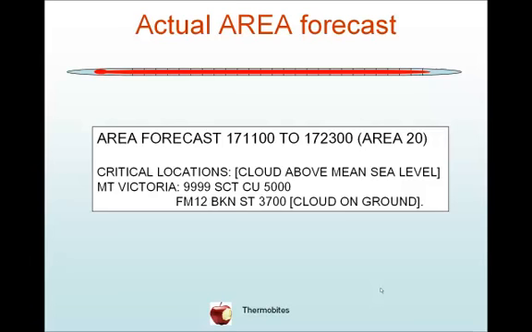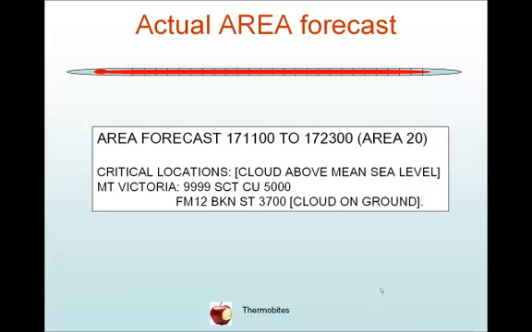So here's an actual area forecast, and it's area 20, which is for northeastern New South Wales, from 11 UTC to 23 UTC, so it's a 12-hour forecast. And here's a forecast for the critical location for Mount Victoria, with cloud above mean sea level. So conditions for Mount Victoria are 9999, which means there's 10 kilometres visibility in the horizontal, and scattered cumulus at 5,000 feet above mean sea level. So scattered means it's 3 to 4 octas.